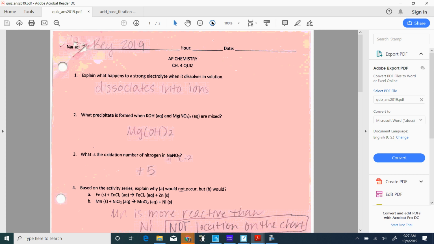Number 2, what precipitate formed. See how I could combine those two? Because in your beaker, if it has a precipitate, you're going to have to draw it on the bottom with your name and label it and everything.